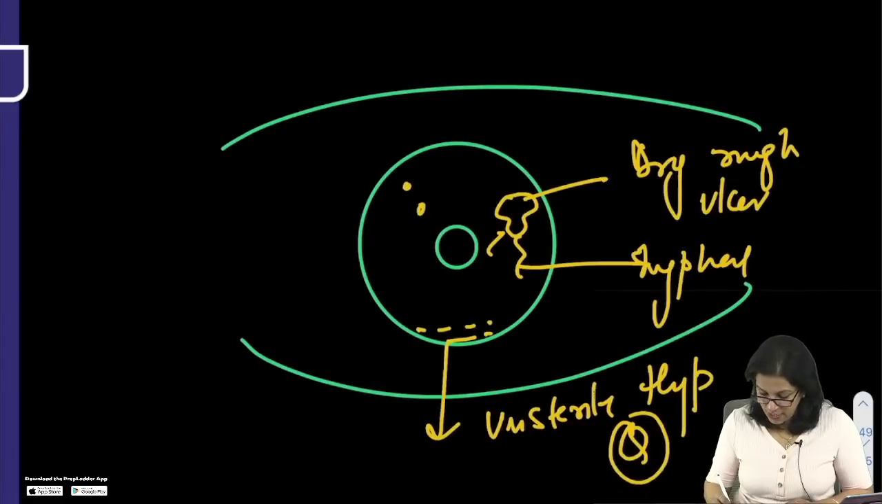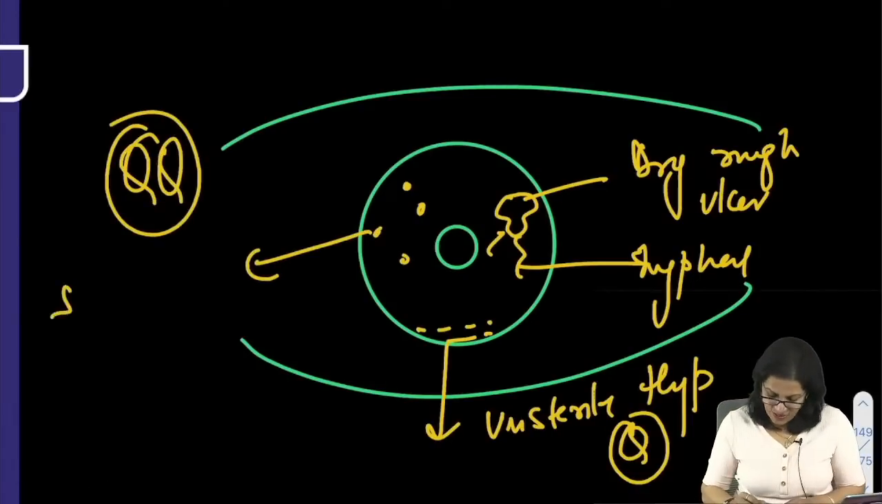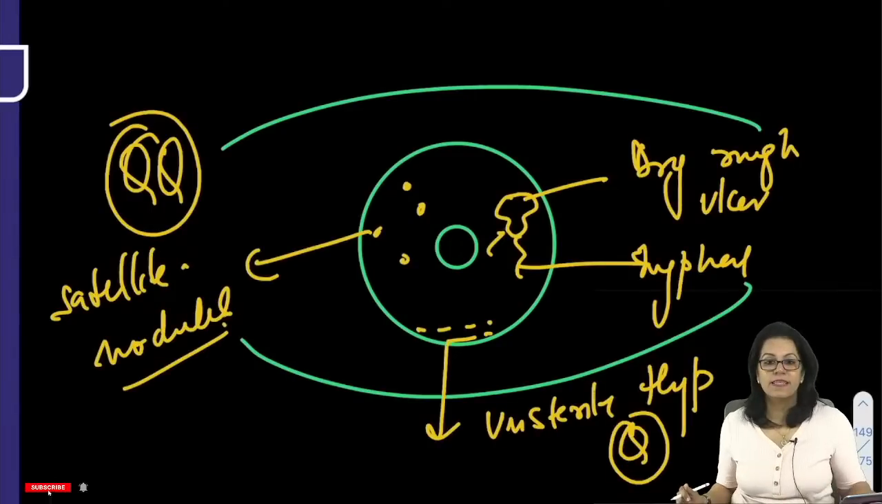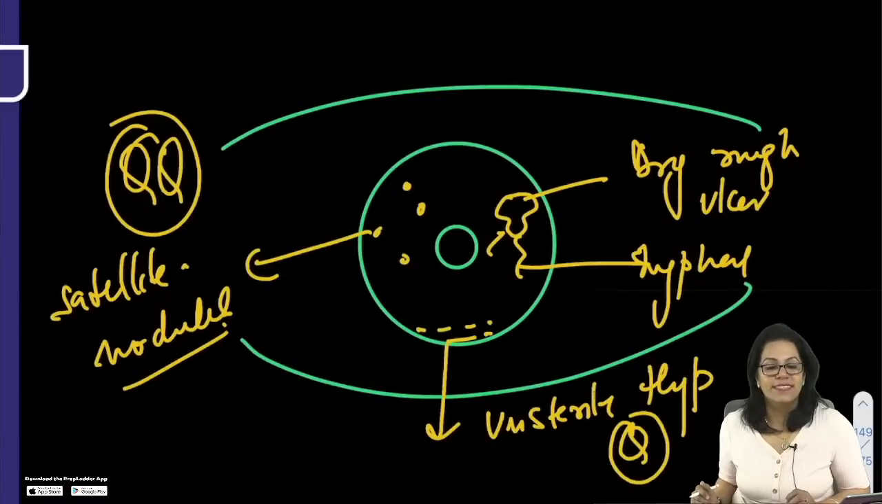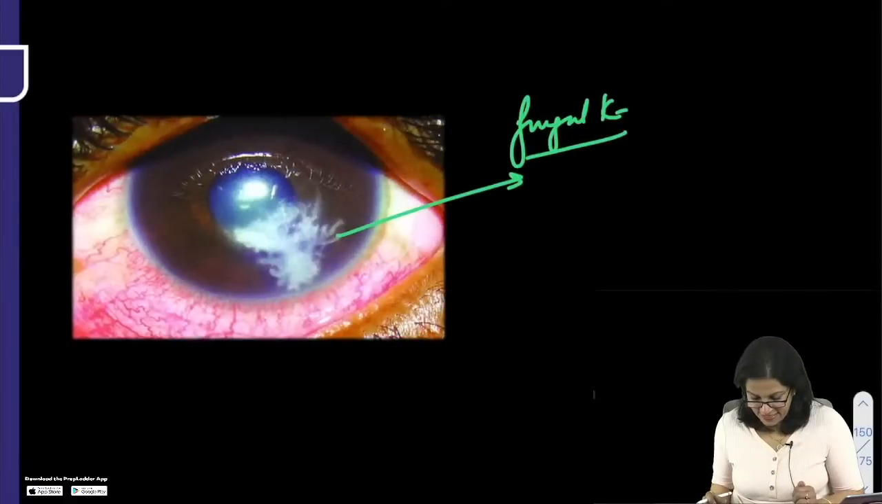And some more lesions apart from the main lesion. This is a repeated question. When it is repeated, I make a double Q. So this is called satellite nodules. These are satellite nodules. So this was about your questions on fungal keratitis.